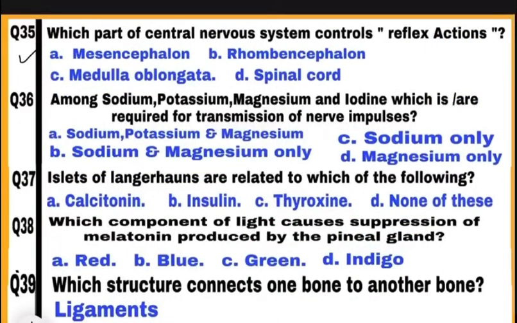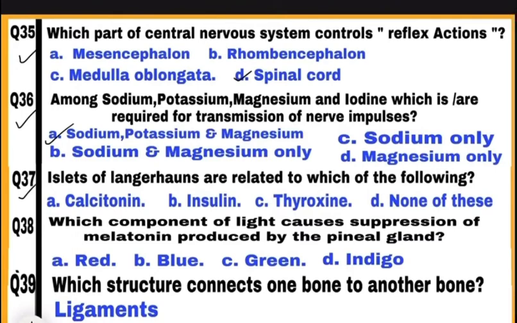35. Which part of central nervous system controls reflex action? It is spinal cord which controls reflex actions. 36. Among sodium, potassium, magnesium and iodine, which is or are required for transmission of nerve impulses? Sodium, potassium and magnesium are required for transmission of nerve impulses.